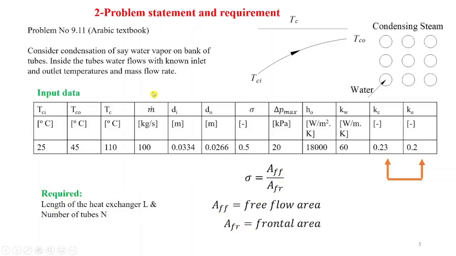The required for this problem is to find the length of the heat exchanger, in the direction normal to the paper, and the number of tubes needed in order to condense the steam at 100 degrees C, and also to heat the water from 25 degrees up to 45 degrees. We are going to neglect the pressure drop due to entrance and exit. We are going to focus only on the pressure drop due to friction in the tube.